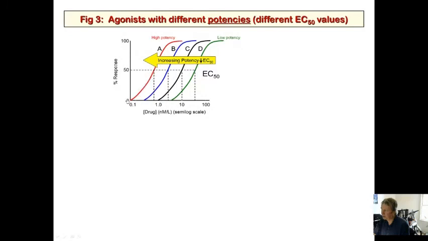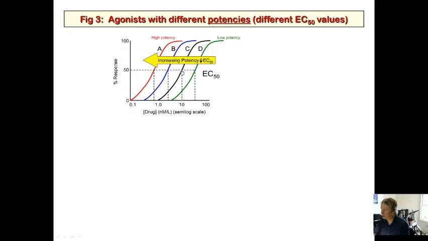Compared to the others, compound B also, its EC50 is a little bit higher, and so you could say it's a little less potent. And then compound C, its EC50 is higher also, right?